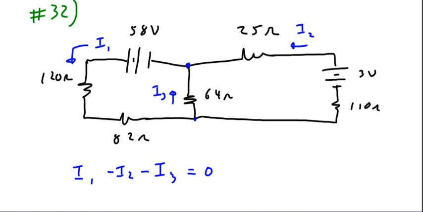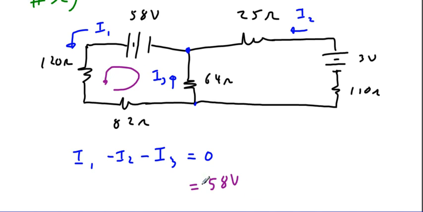Okay, now we're going to take a loop that goes around like that. That's what we're going to do. And we're going to say that 58 volts has to equal 120I1 plus 82I1 plus 64I3.